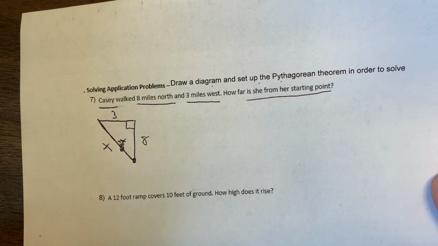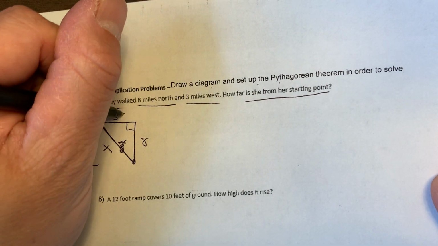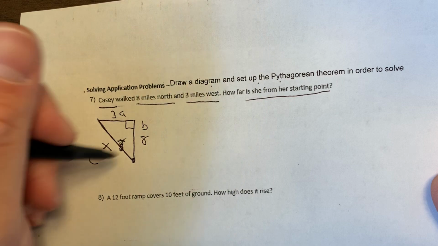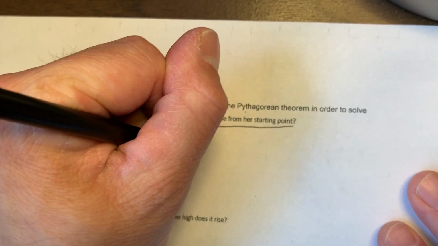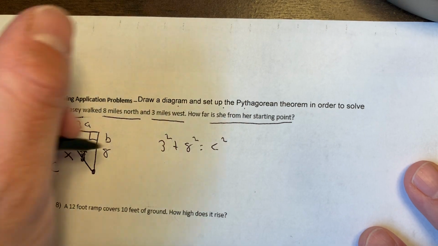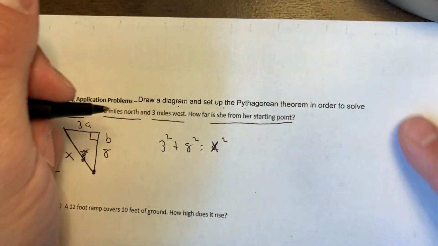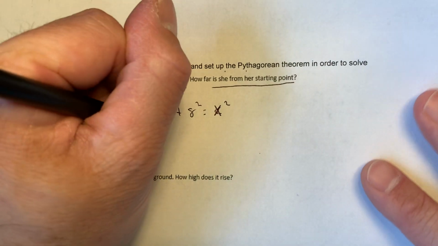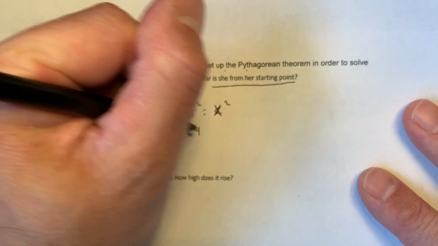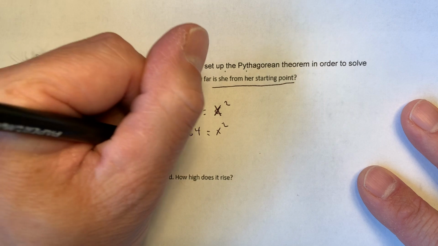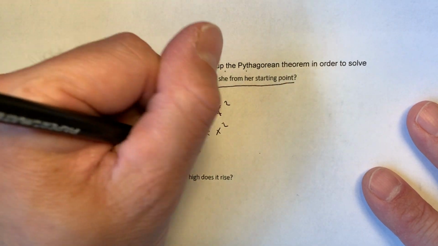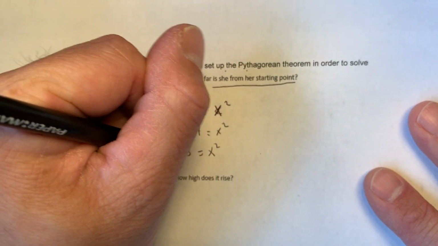So listen, this is C, this is A, that's B. Easy peasy. 3 squared plus 8 squared equals C squared, or we can call it X. We'll call it X. Right? 3 squared is 9. 8 squared is 64. When I add that together, right, what do I get? I get 73, right? Okay, X squared equals 73.